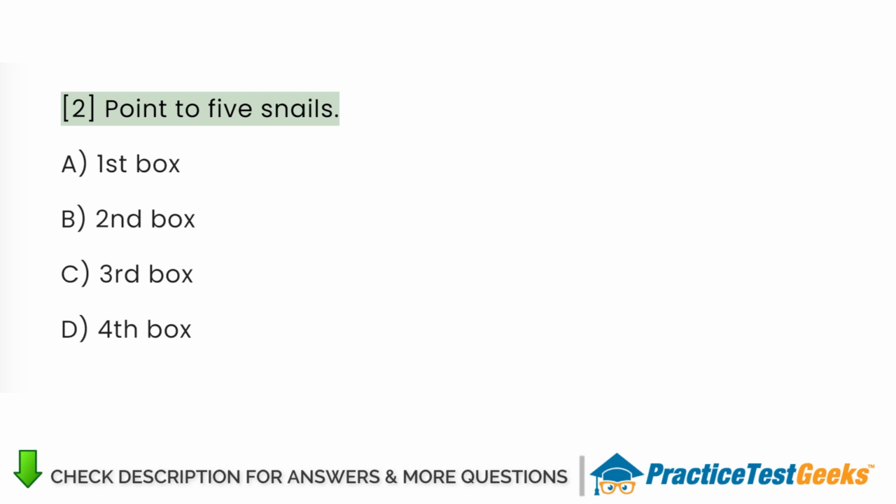Point to 5 snails. A. First box. B. Second box. C. Third box. D. Fourth box.